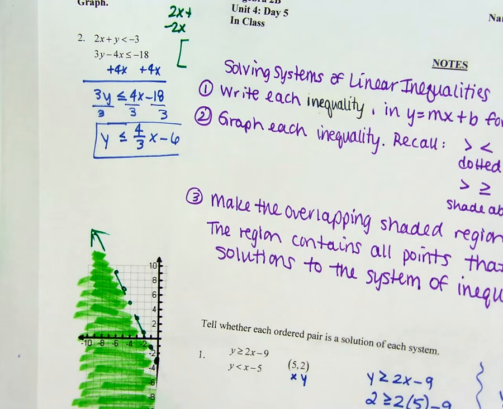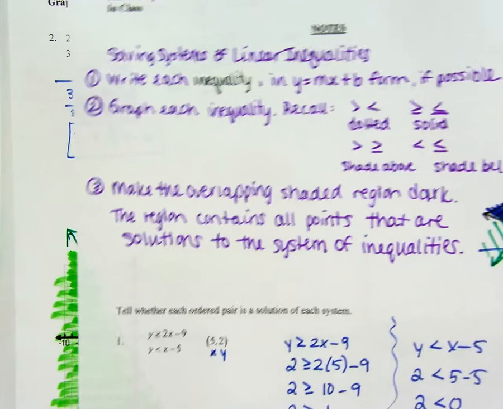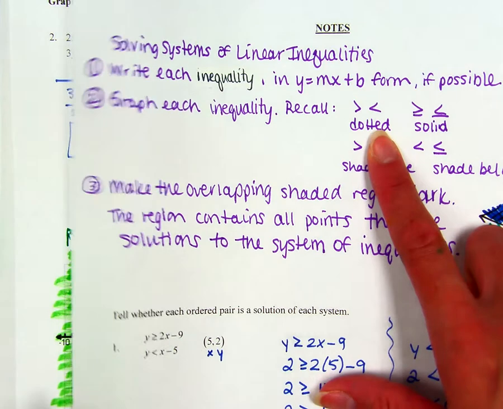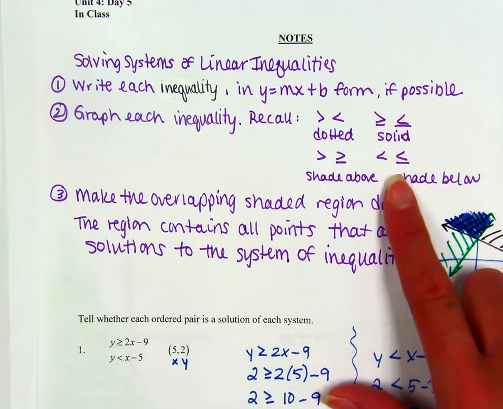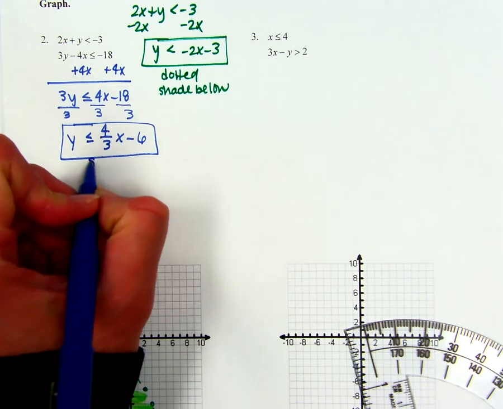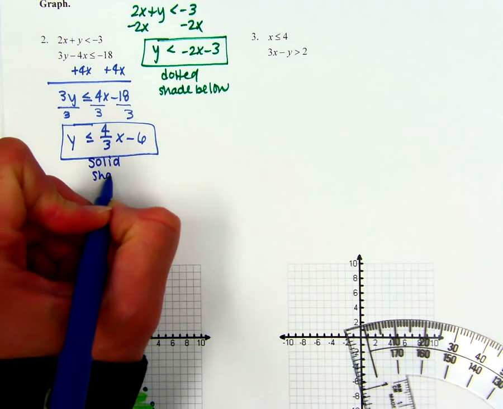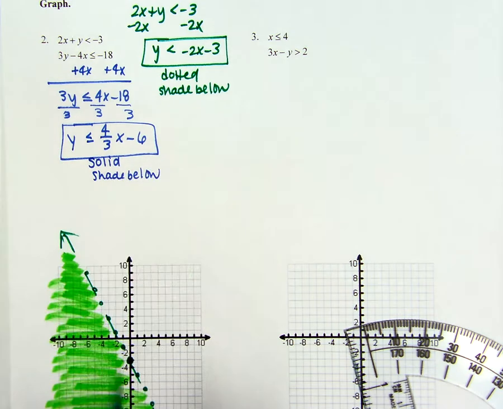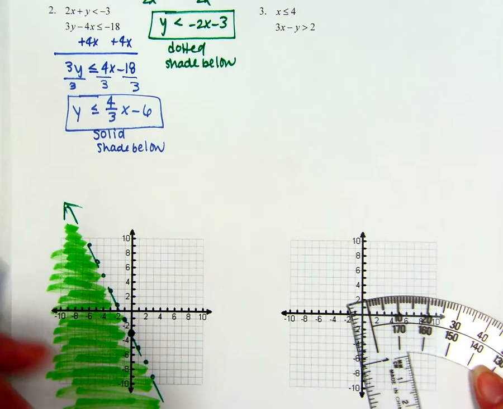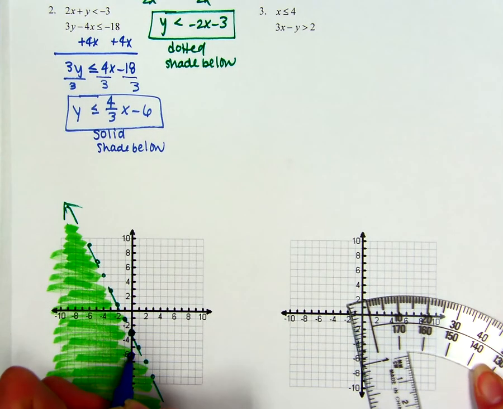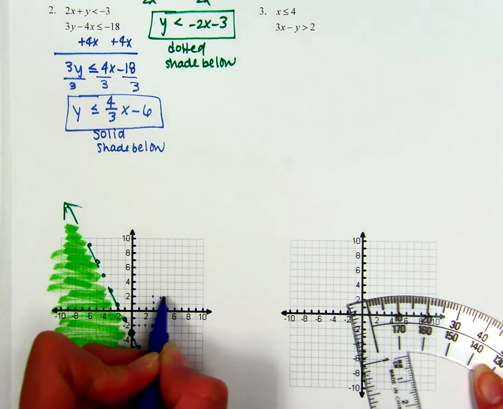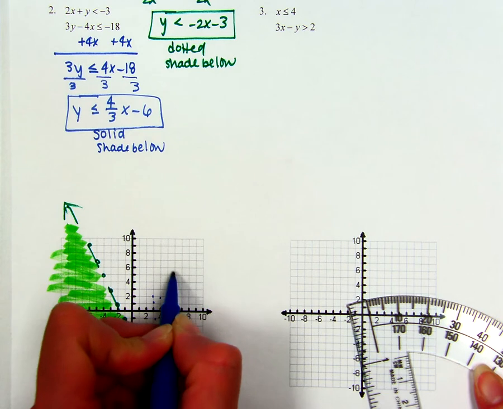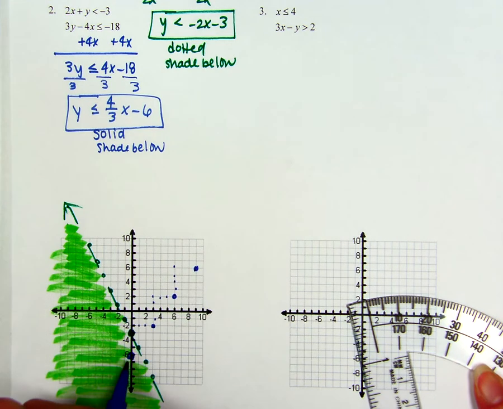All right, going back to my rules, I've got another less than, but this time it's less than or equal to. So I know I'm going to have a solid line and shade below. So solid line, shade below. All right, and just like anytime you graph, you're going to start with the y-intercept, so -6. I'm going to go up 1, 2, 3, 4, and 3 to the right. And then I'll go in the other direction: down 4 and 3 to the left.